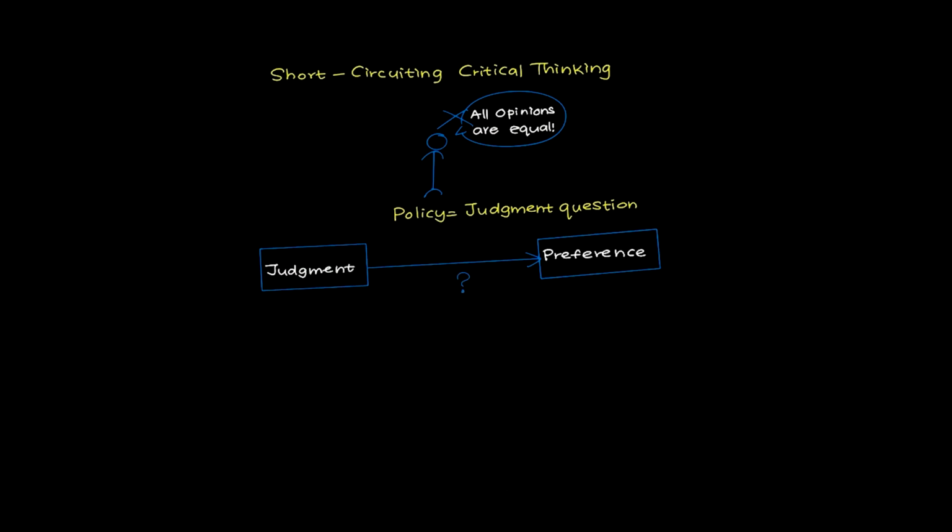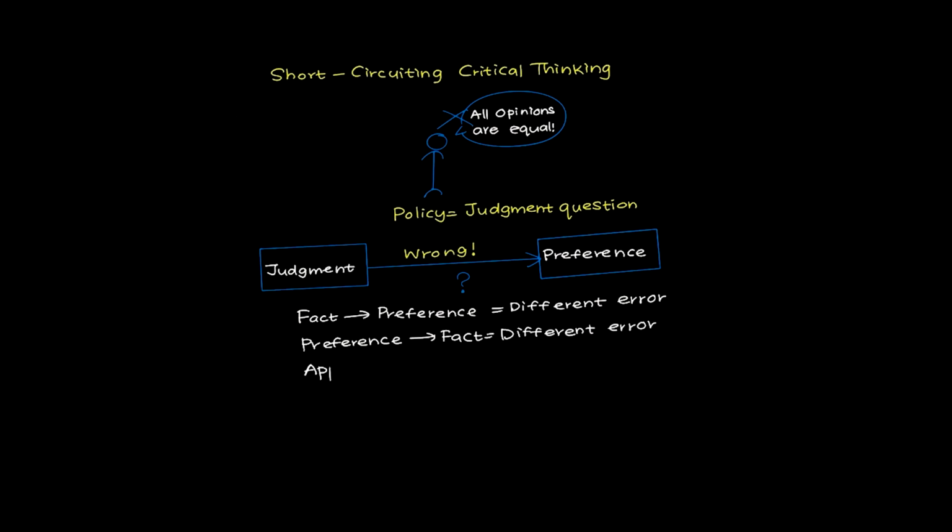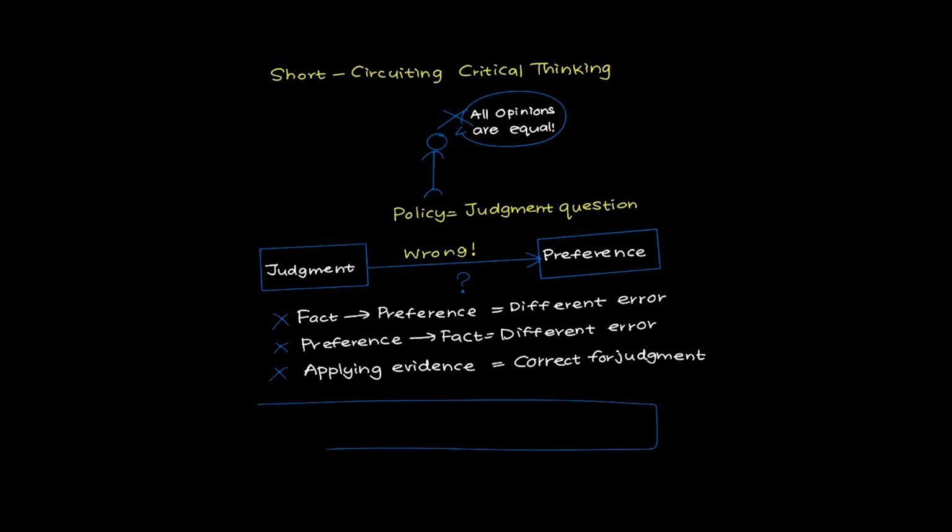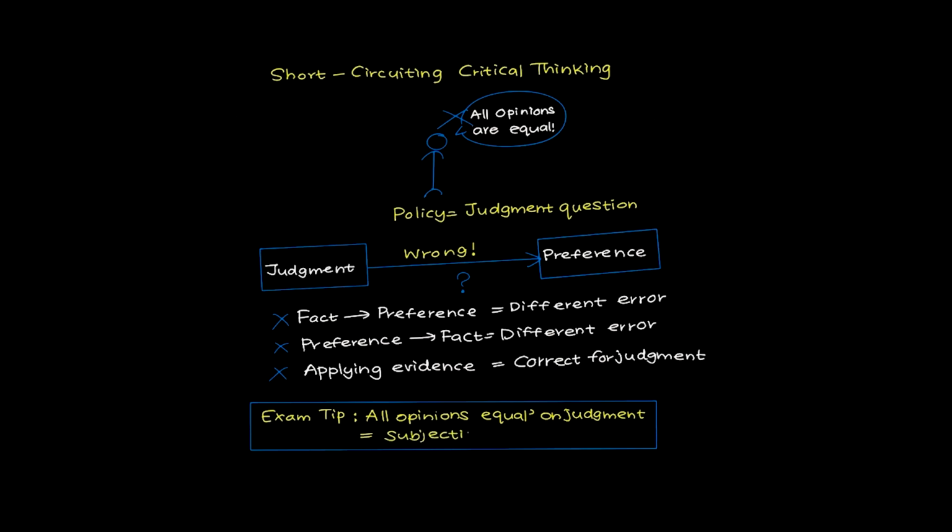The citizen isn't treating fact questions as preference questions. This is about judgment. They're not confusing preference with fact. And applying evidence to questions is exactly what you should do with judgment questions. That's not the error. Here's a WGU D265 OA exam tip for you. When someone claims all opinions are equally valid on a matter requiring reasoned evaluation, they're wrongly accepting subjective responses to judgment questions. Quick recall hook. All equal on judgment = wrong category.